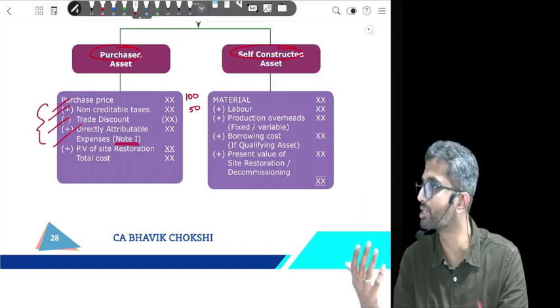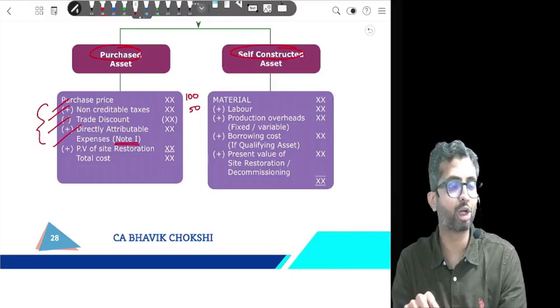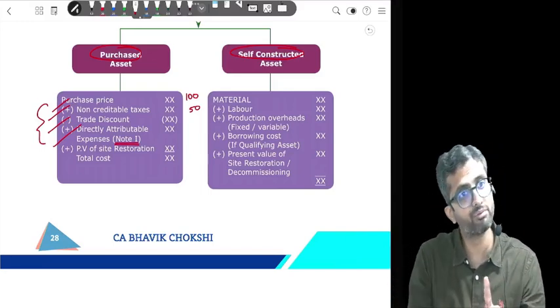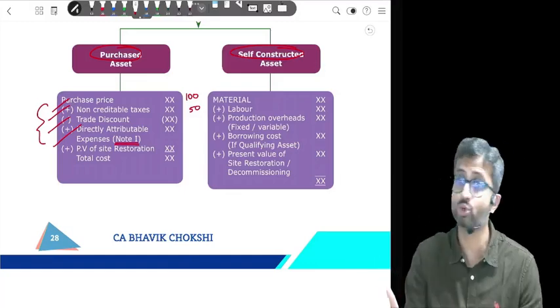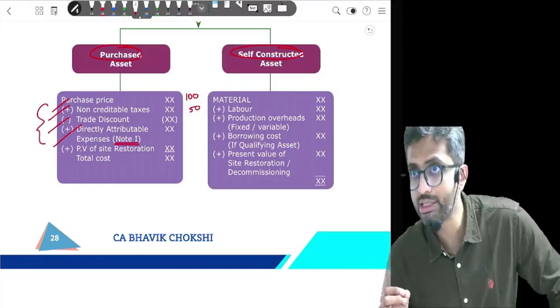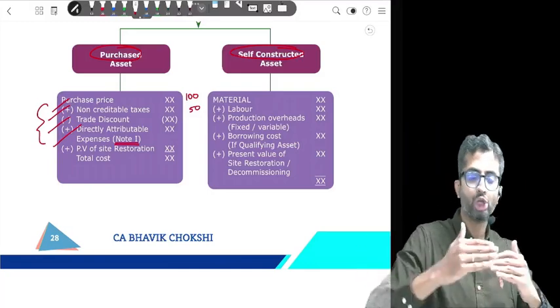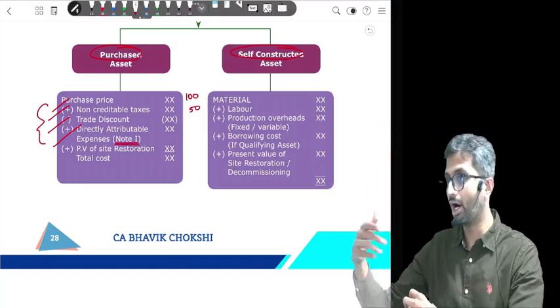Will all the 3 overheads be a part of cost? No. Will factory overheads be a part? Within factory overheads, there is fixed and variable. Will both? Yes, both of them will be a part of cost, and this is where students make a mistake. In general, we have seen a question where you are constructing a building and you will be given some guidance.